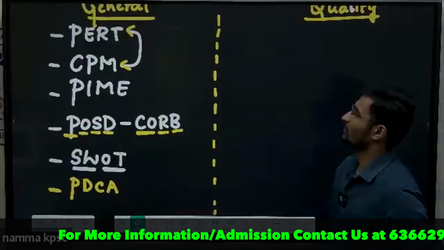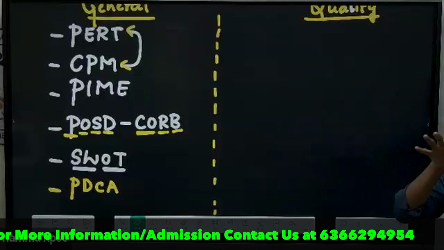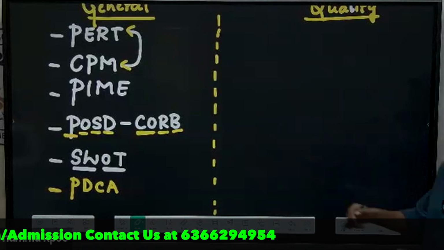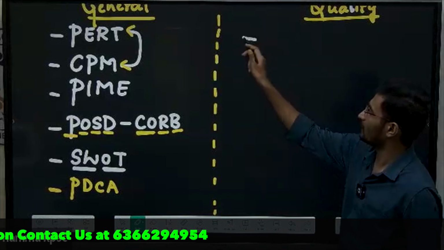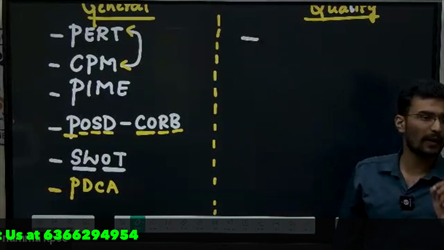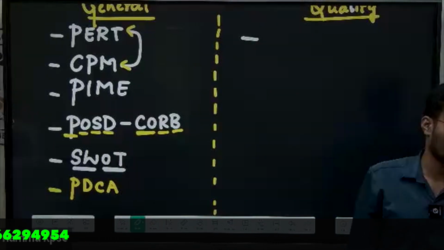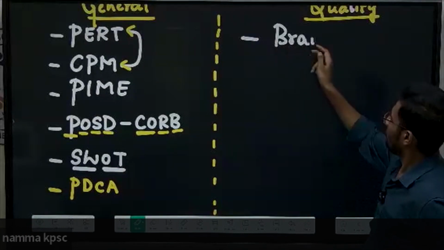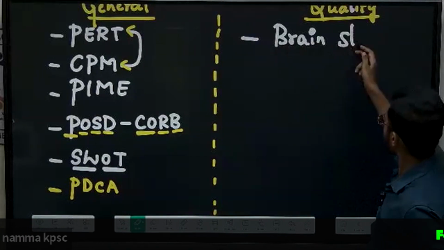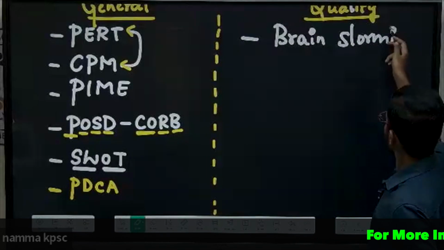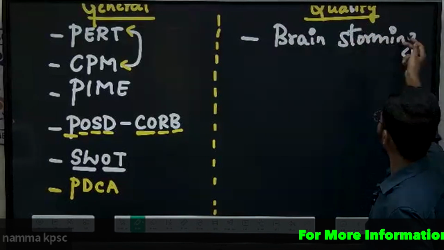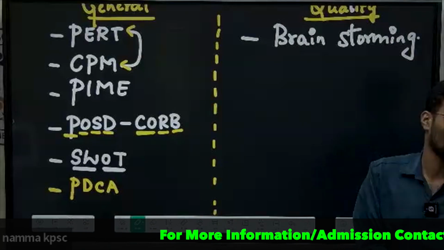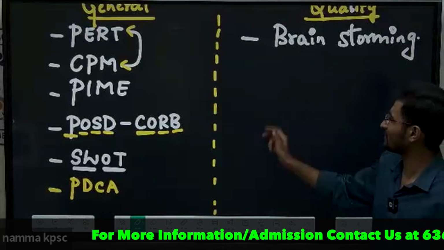Yes, these we call the general tools. Sir, which are the quality tools? If we look at them, again the quality tools are 5. The first one we call brainstorming. The quality tools we call brainstorming. We'll be studying it here.